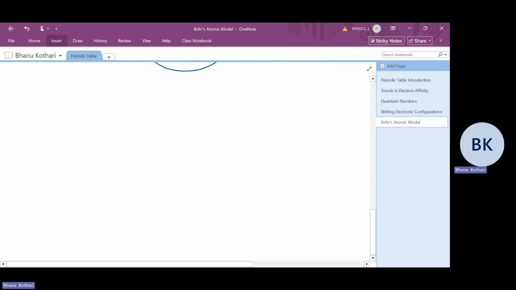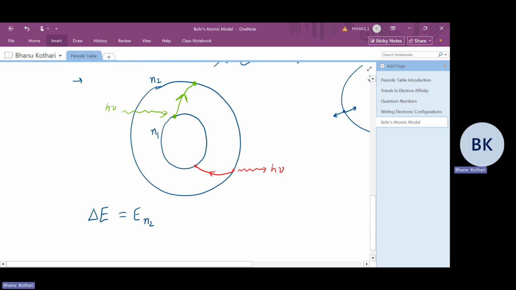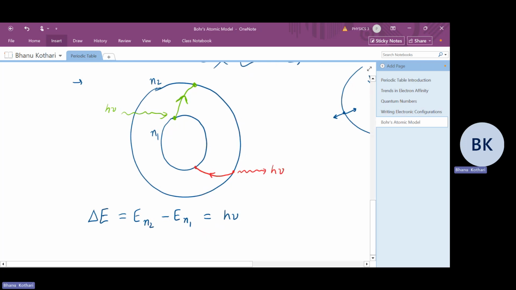So Bohr's frequency condition will be something like this. Change in energy, which is energy of higher orbit En2 minus energy of lower orbit En1, must be equal to the energy of the photon absorbed or emitted. If the electron is moving from n2 to n1, this much energy will be released. And if the electron is moving from n1 to n2, then this much energy will be absorbed. Whether absorption or emission takes place is decided by whether the electron is moving from lower orbit to higher orbit or from higher orbit to lower orbit. But the amount of energy will not change. The energy difference between these two orbits is a fixed energy difference.